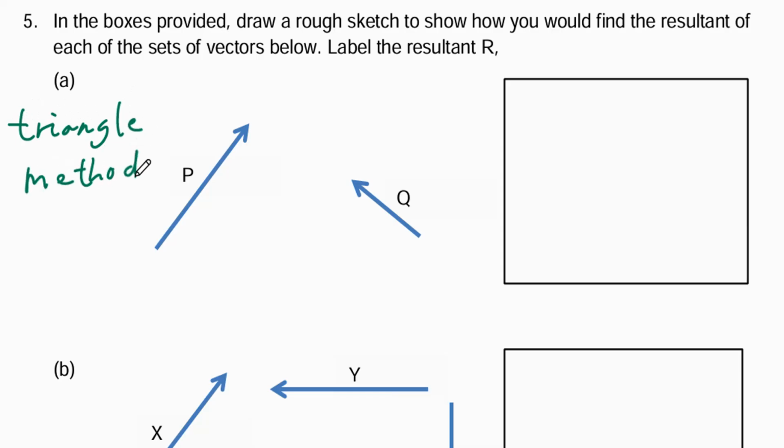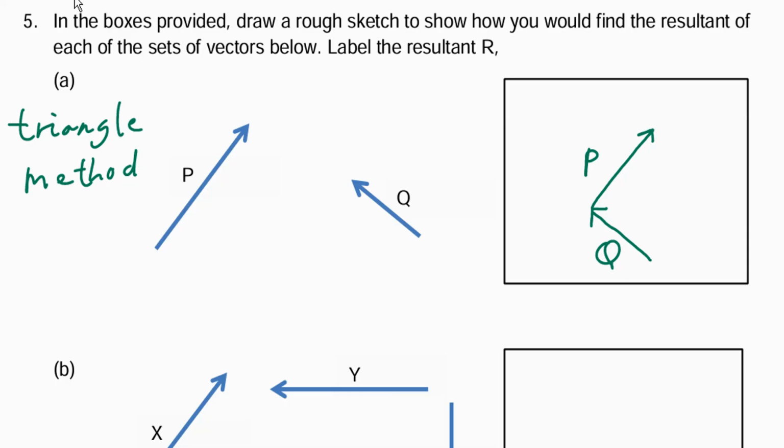So the triangle method. How this works is we draw the two vectors head to tail, starting with any one of the two. So we can start with Q. So there's Q. And then we draw P so that it's head to tail with Q. So we have the first vector Q, and then the second vector P is at the head of Q.